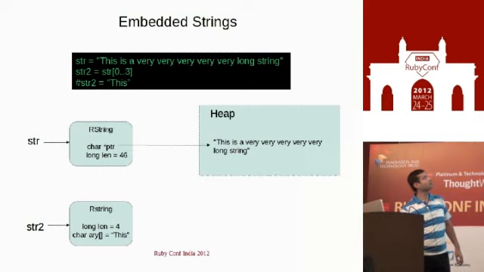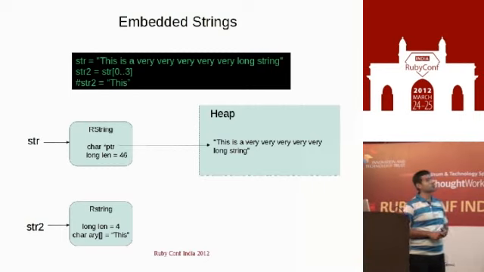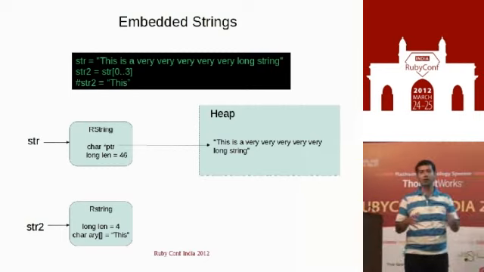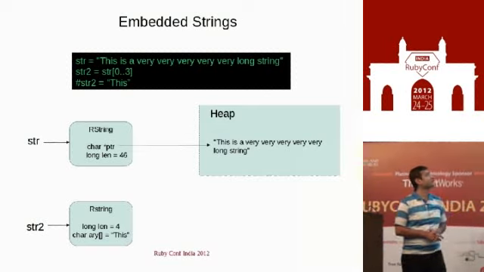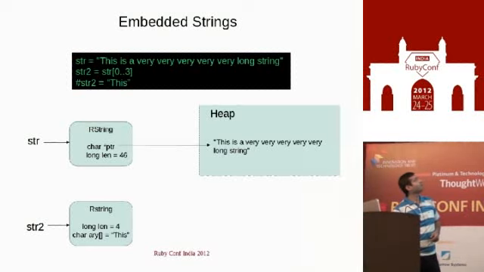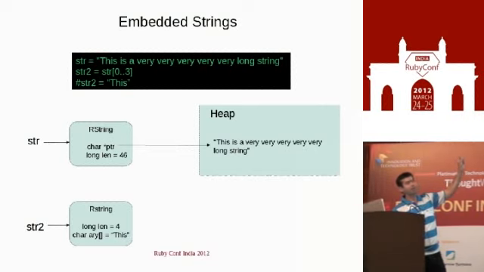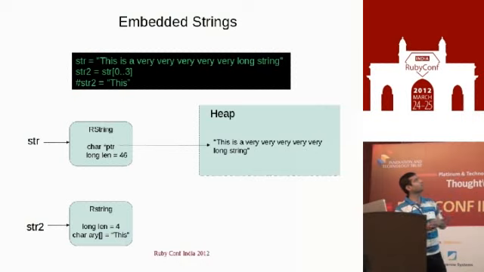Okay, so I was talking about the embedded strings. This is the optimization technique that 1.9.3 uses. This is a simple example of slice. So I'm creating one string str, and I'm actually copying a substring of the original string, the 0 to 3, that is just a this. It is as good as saying str2 is equal to this.